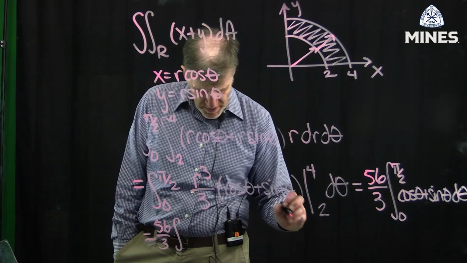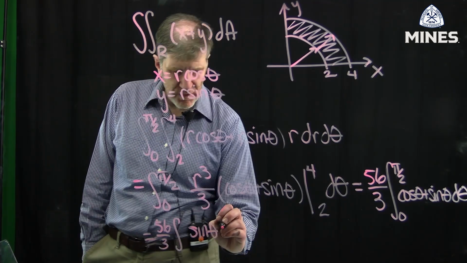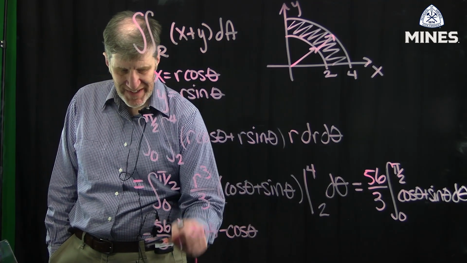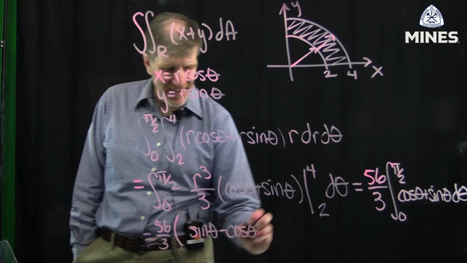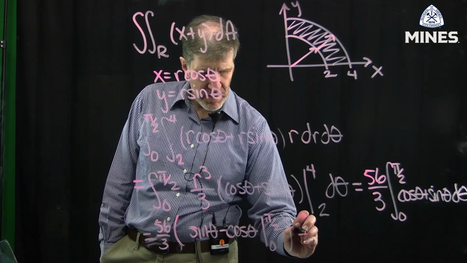And that integral we can do. 56 thirds, and the integral of the cosine of theta is the sine of theta, and the integral of sine is a negative cosine. Don't need that integral sign there, I just did the integral. So that is from 0 to pi halves.